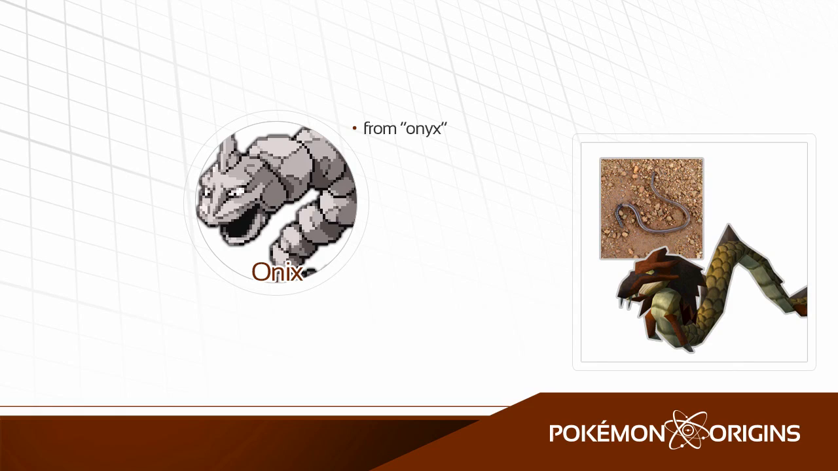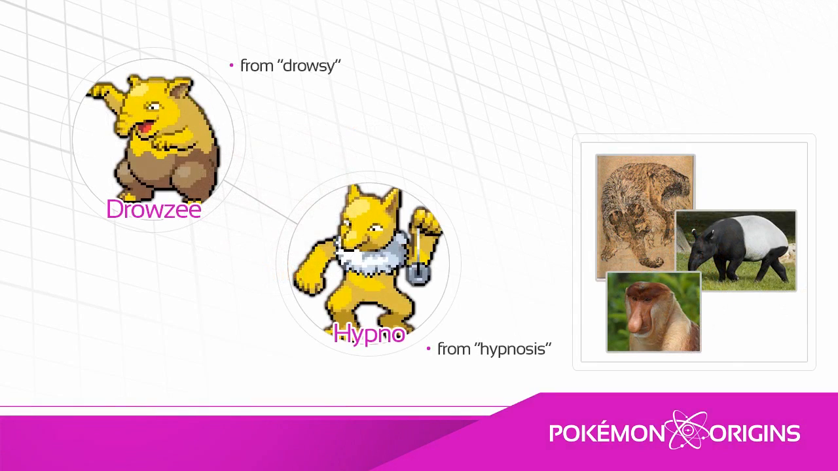Also then, we have next up Drowsy and Hypno. Drowsy's name comes from drowsy, as in I'm a bit sleepy, and Hypno comes from hypnosis. In terms of the basis, they're both based on the Baku creature, which was basically a creature that ate bad dreams. And in terms of actual design basis, Drowsy is based on a tapir, whereas Hypno could be very similar to a tapir, but its nose looks a lot like a proboscis monkey's nose, so there could be some relation there.